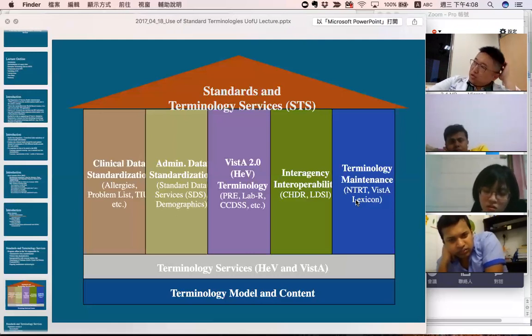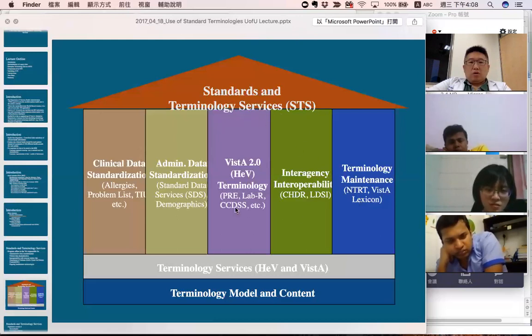So if you are interested in that kind of thing, or if you are interested in making money, have your own company, you can think about creating a coding company for providing a service for transforming ICD-9 to ICD-10. Personally, I think that is a good idea for starting a company. All of this will require standards and terminology service.